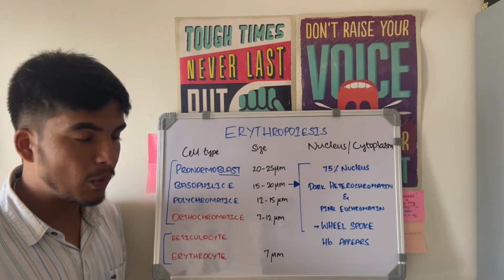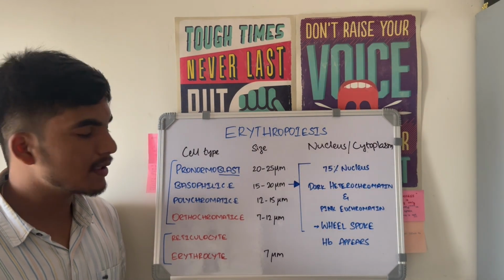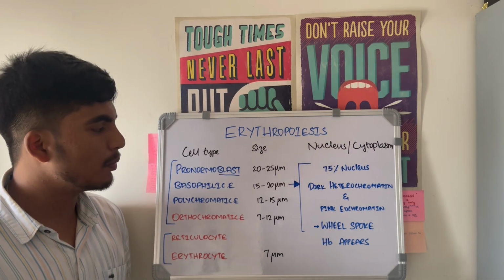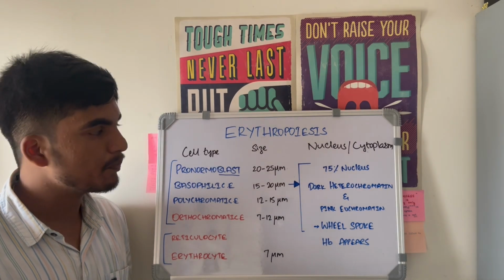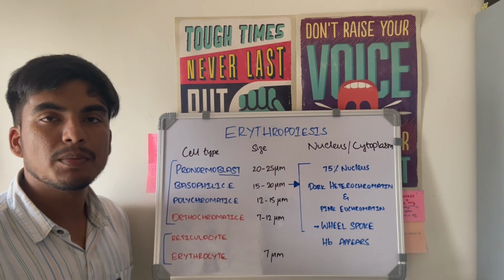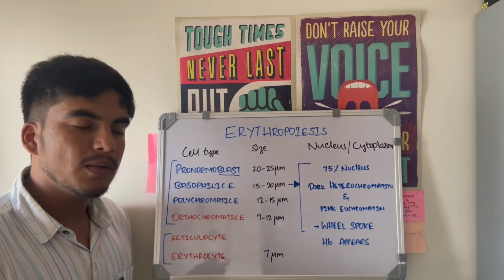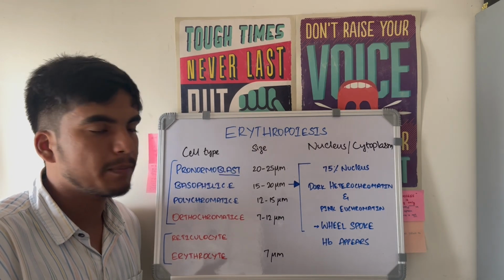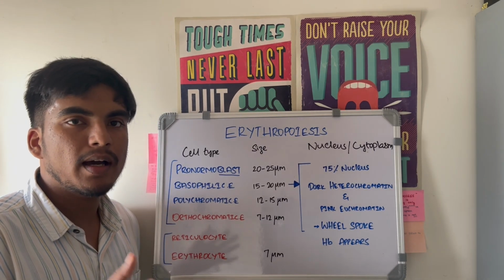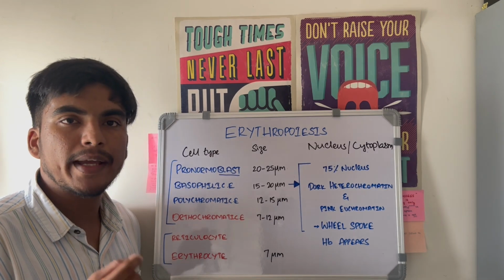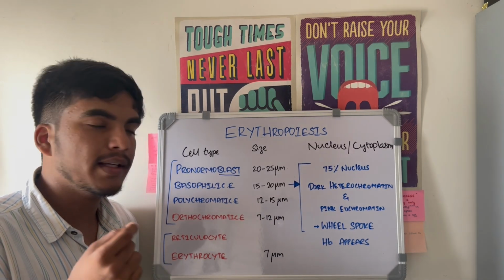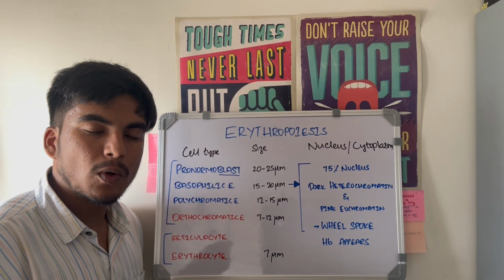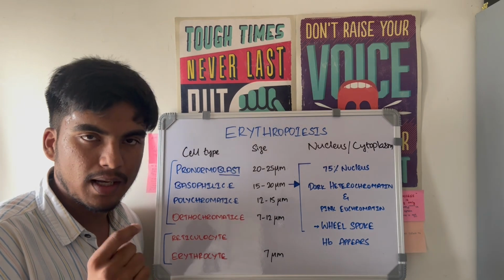The next cell after pronormoblast is the basophilic erythroblast. Pronormoblast gives rise to basophilic erythroblast. The size of this basophilic erythroblast is 15 to 20 micrometers. Nucleus occupies about 75% of the cell. This nucleus is peculiar, which contains both dark heterochromatin as well as pink euchromatin. This heterochromatin and euchromatin are interspersed with each other, which gives a peculiar appearance to the nucleus of basophilic erythroblast, which is the wheel spoke appearance. Basophilic erythroblast is also the cell where hemoglobin appears for the first time.